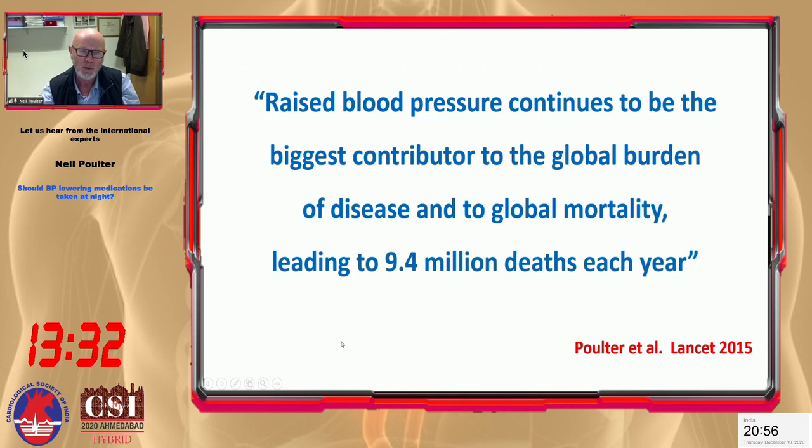Raised blood pressure is the biggest contributor to the global burden of disease and to global mortality, leading to 9.4 million deaths. That was as of 5 years ago. Within 2 years, it had risen to 10.4 million deaths. So it's clearly very important that we sort out and optimize our treatment of raised blood pressure.